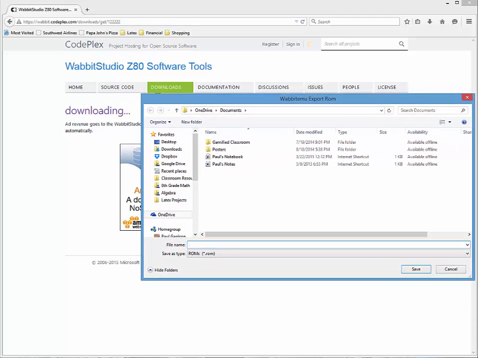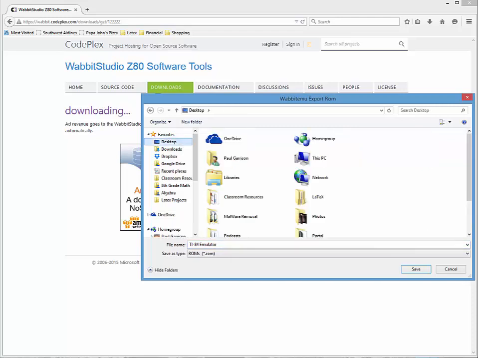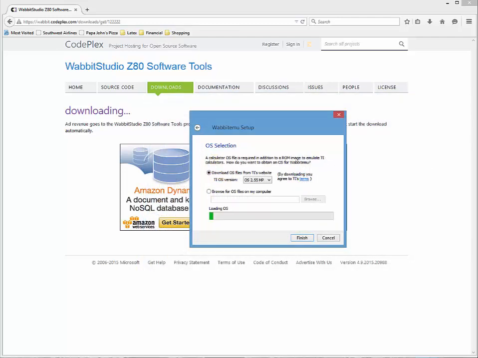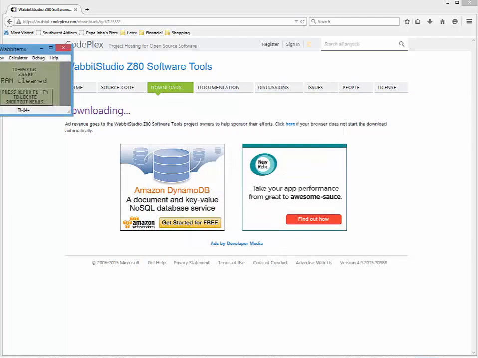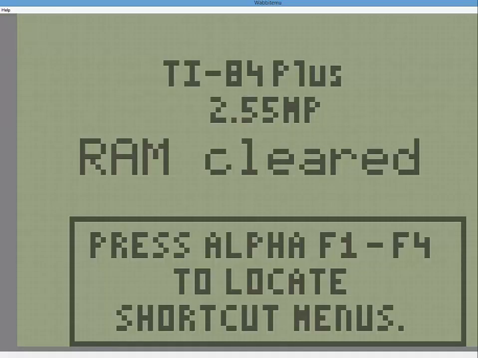And it's going to pull up a dialog box and ask you to save this ROM file that you're downloading. So let's just call it TI-84 emulator, and be sure you pick a good location to save it. I'm going to put mine on the desktop so I don't have to go looking for it later. And then save, and it's going to load the OS, and then it'll pull up this tiny little window right here. You can big screen it.